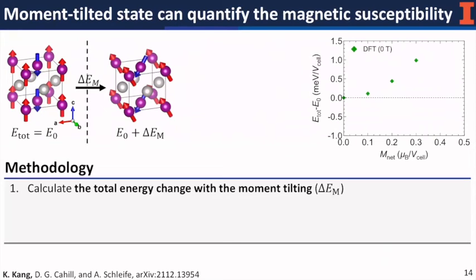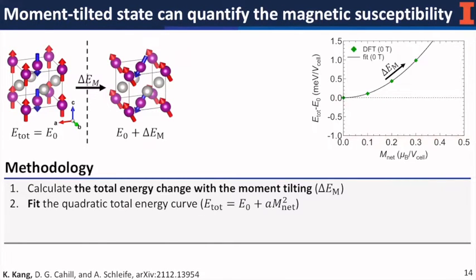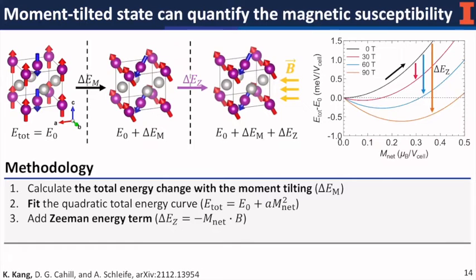So here's the procedure for the new methodology. First, we calculate the total energy change with the moment tilting. This figure shows the total energy change and the created net magnetization with this tilted moment. DFT calculation only provides discrete points, but we can use quadratic curve fitting to get a continuously interpolated total energy curve. And then we add the Zeeman energy term to include the impact of the external magnetic field interacting with the net magnetization. Thus, the total energy curve changes in terms of the field strength.